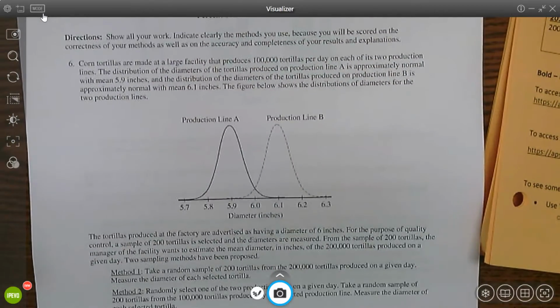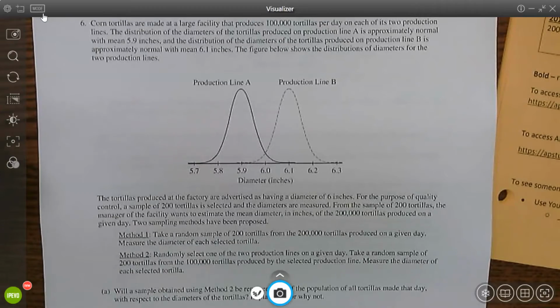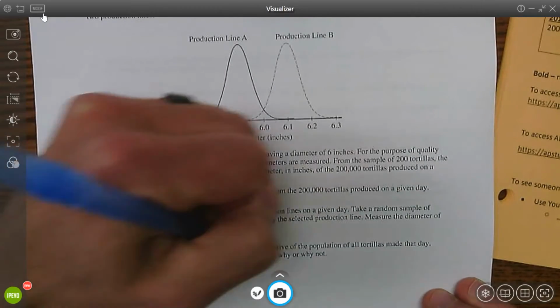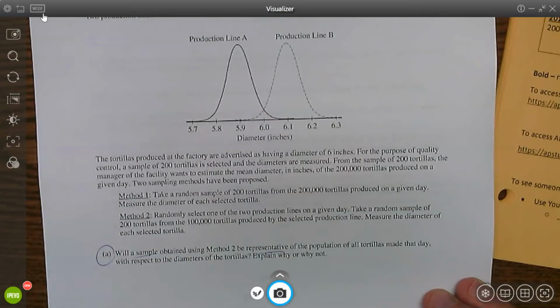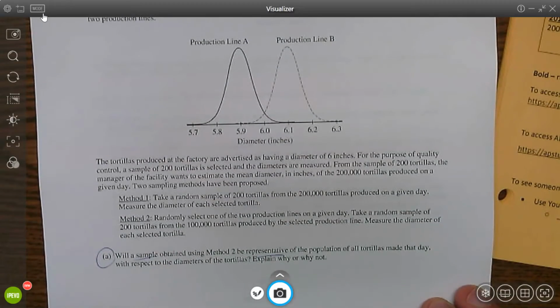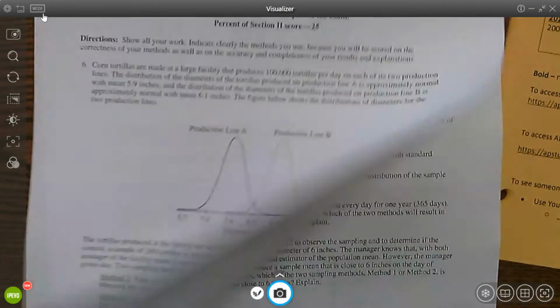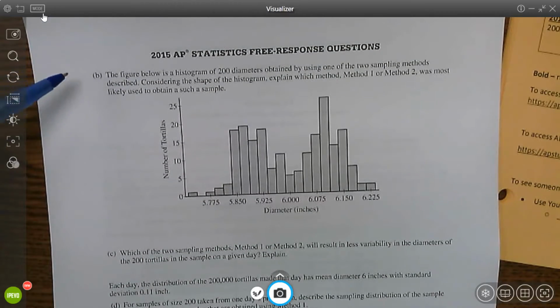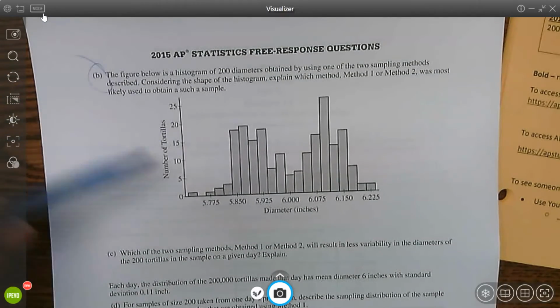Okay, the investigative task, as we've talked about before, is going to incorporate all sorts of different aspects of the course. So part A, it's talking about, will the sample be representative? So this is talking about collecting data. Was it a random sample? Can you generalize to a population? Part B, which of the sampling methods do we want to use?